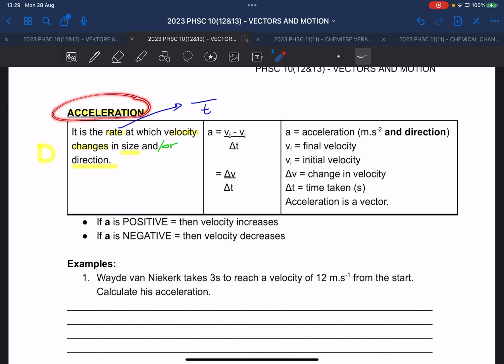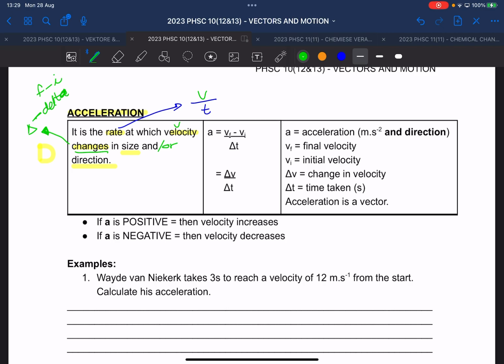So let's read this definition again. Acceleration is the rate, divided by time, at which velocity changes. So what must we divide by time? We must divide velocity by time. But not just velocity, at which velocity changes. What is the symbol for change in science? Delta, the triangle. And that means delta, you're going to look at the final minus the initial.